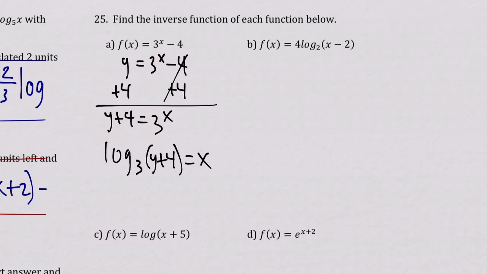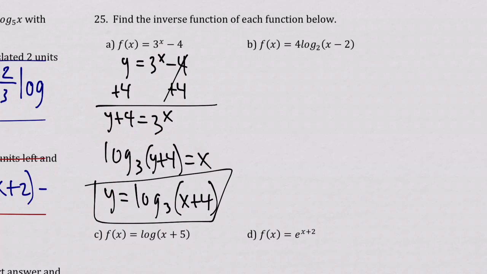Now what I got to do is just flip the x with the y. So it's y equals, right? I also flipped it. Here's the x. I moved it to the left side and I changed it into y. Y equals log base 3 of x plus 4. And there it is. That's the inverse. Of course, you're going to write y as f inverse. You're not going to leave it as y. But that is the inverse.